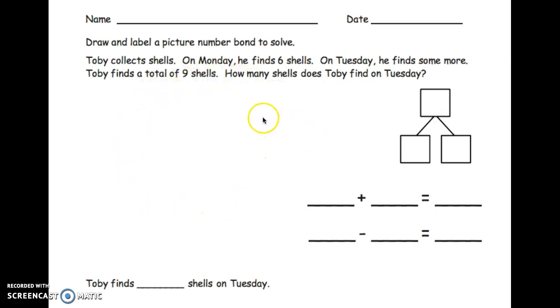Draw your picture number bond. Fill in a number bond. Your addition sentence, subtraction sentence, and the answer to how many shells he finds on Tuesday.